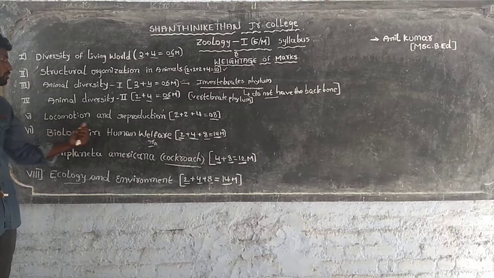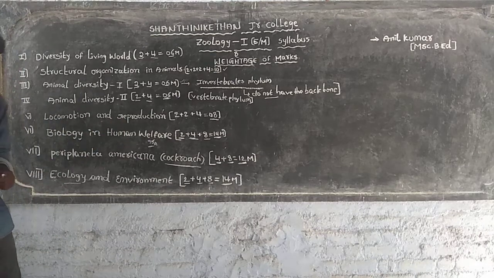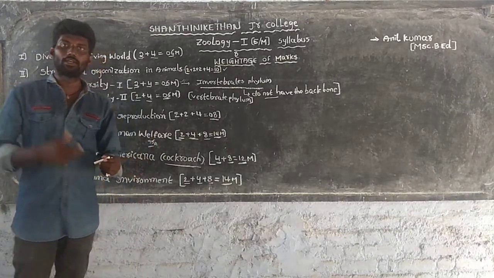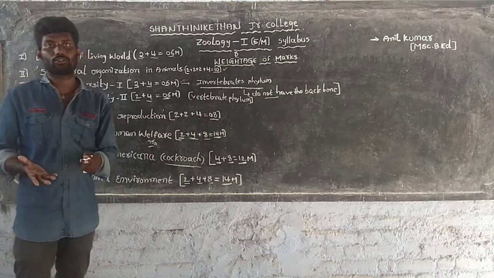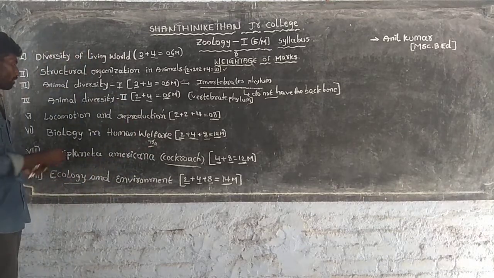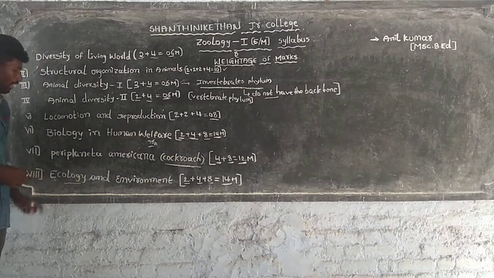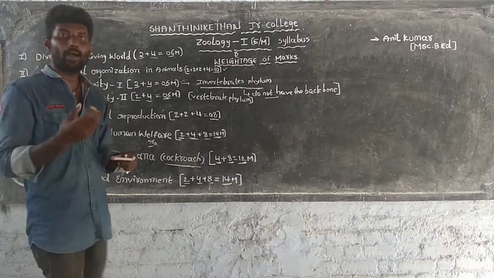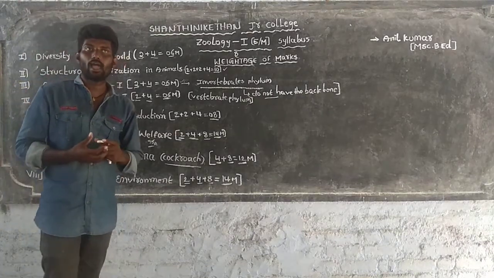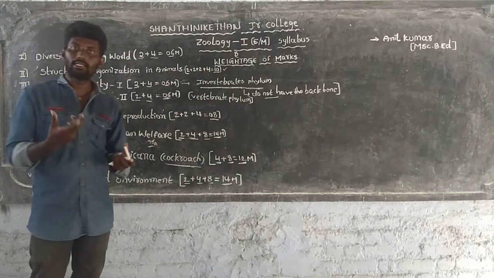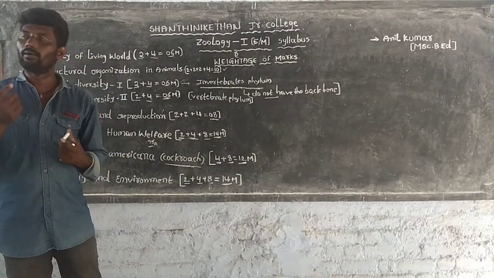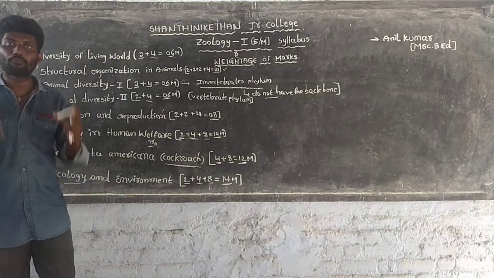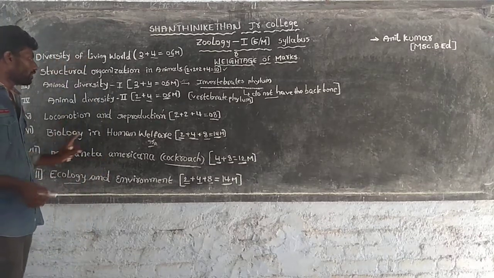And the fifth chapter name is Locomotion and Reproduction. In this lesson, the movements and reproduction of organisms like protozoans, cilia and flagella are explained, along with asexual reproduction and sexual reproduction. And the sixth chapter name is Biology in Human Welfare. This chapter explains parasitism and parasitic adaptations, and also human health and diseases, and drug abuse like tobacco, drugs and alcohol abuse in adolescence.